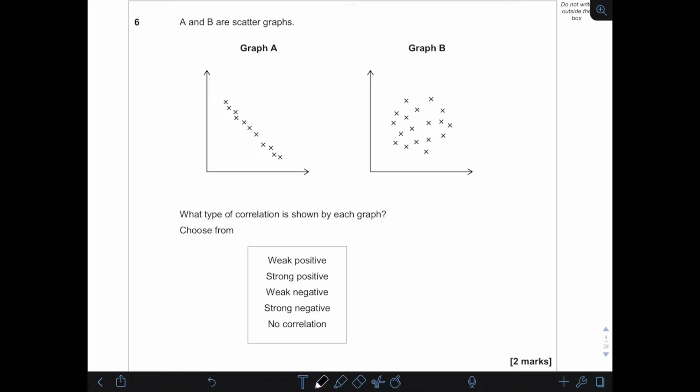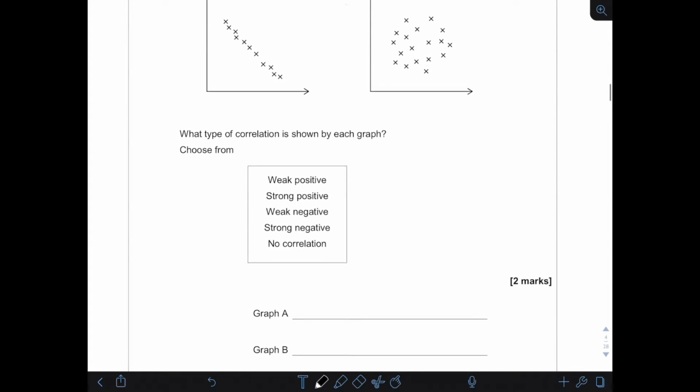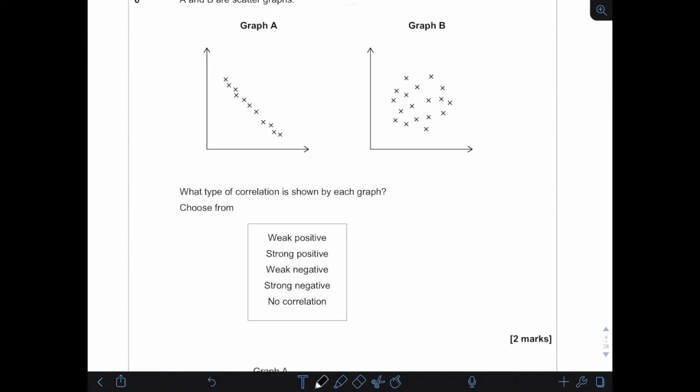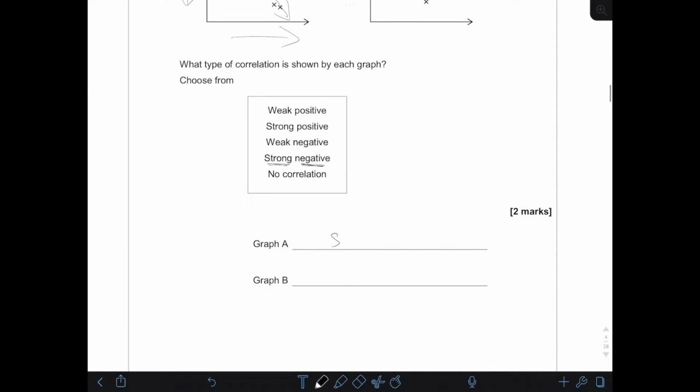Okay, so now this is a bit of statistics. Graph A and graph B are scatter graphs, and which type of correlation is shown by each graph? So graph A looks like a decently good correlation going down, right? As x goes up, y goes down, which means it's negative correlation, and because it's a good straight line, it is strong, which means that we're looking at strong negative. So A is that.